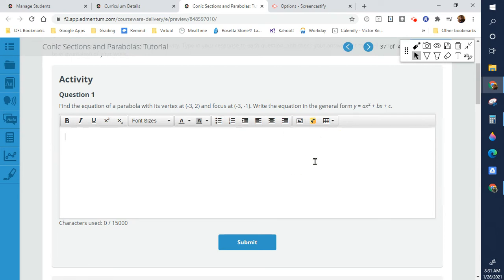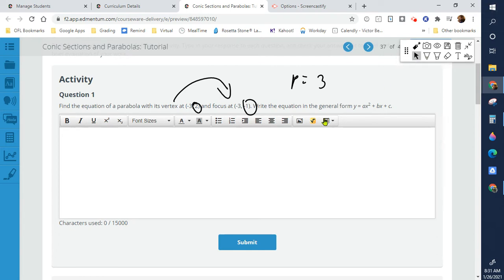Okay. In order to find this, we need to find p. So p is going to be the distance from the vertex to the focus. That distance looks like it's going to be 3 because we're going from this 2 all the way to this -1. So we're going to write p equals 3. As soon as we have p equals 3, we're going to plug it into our formula.